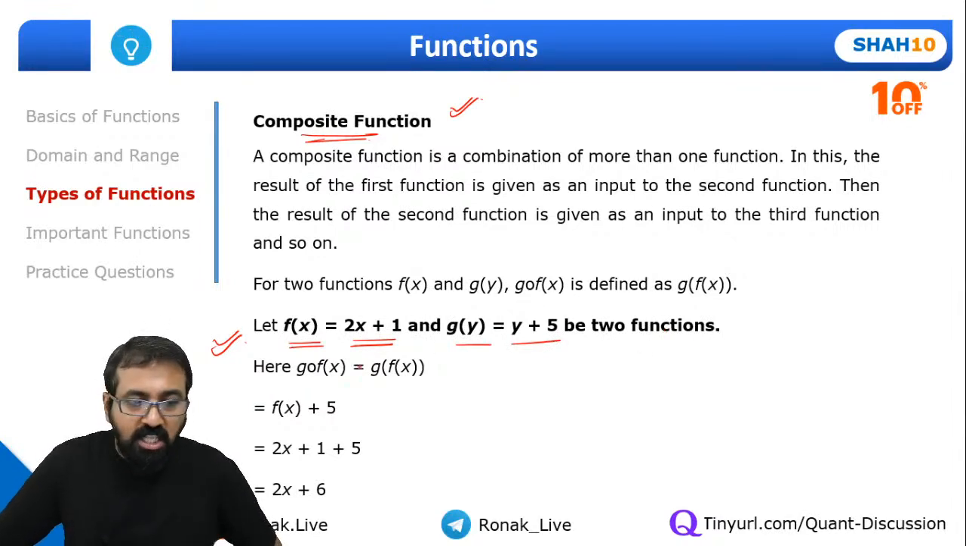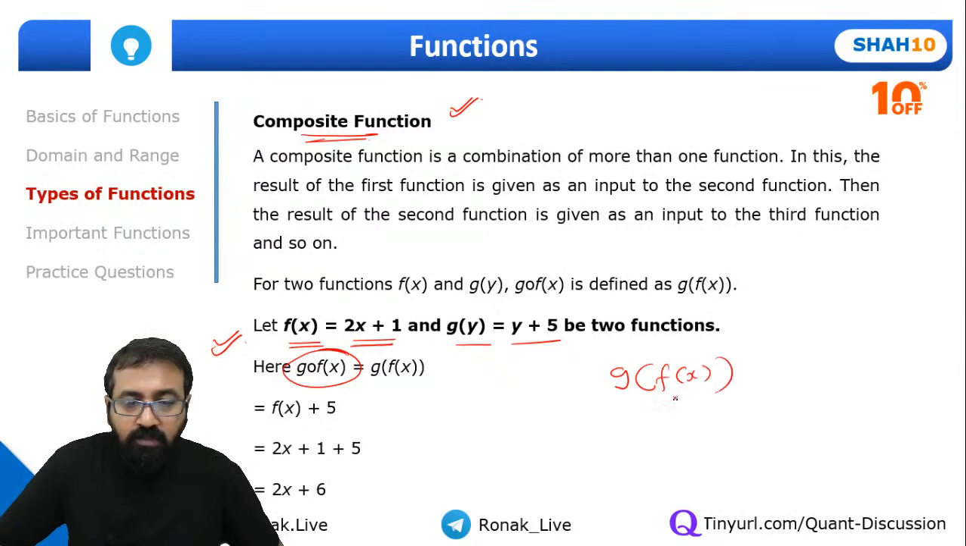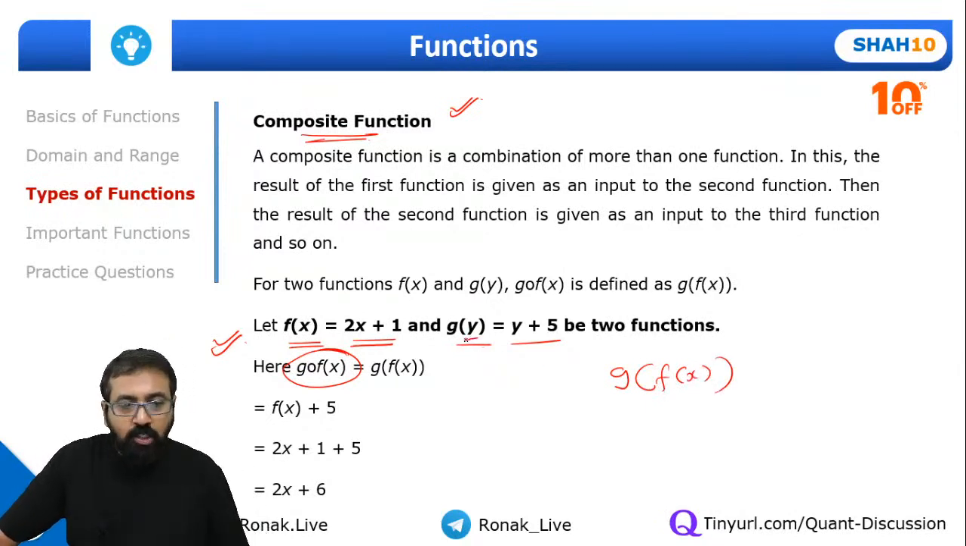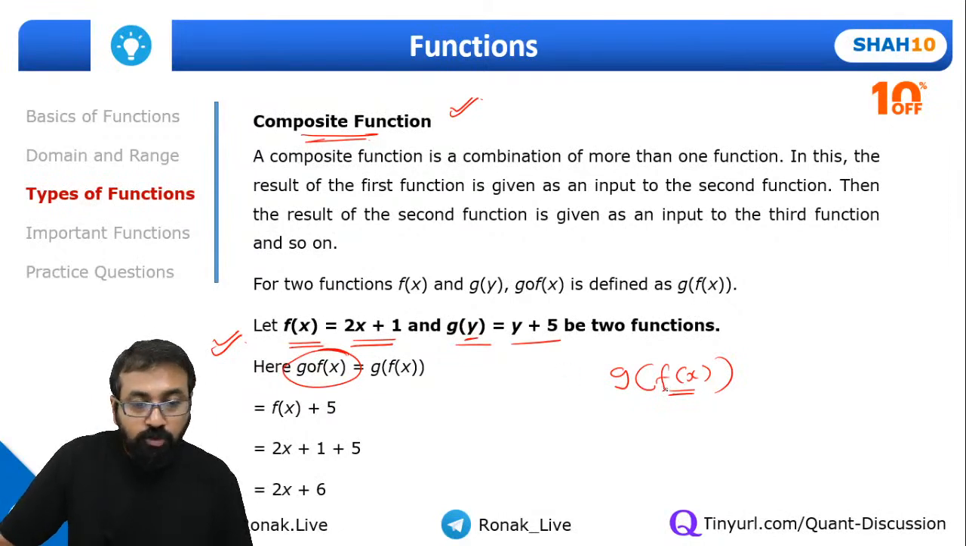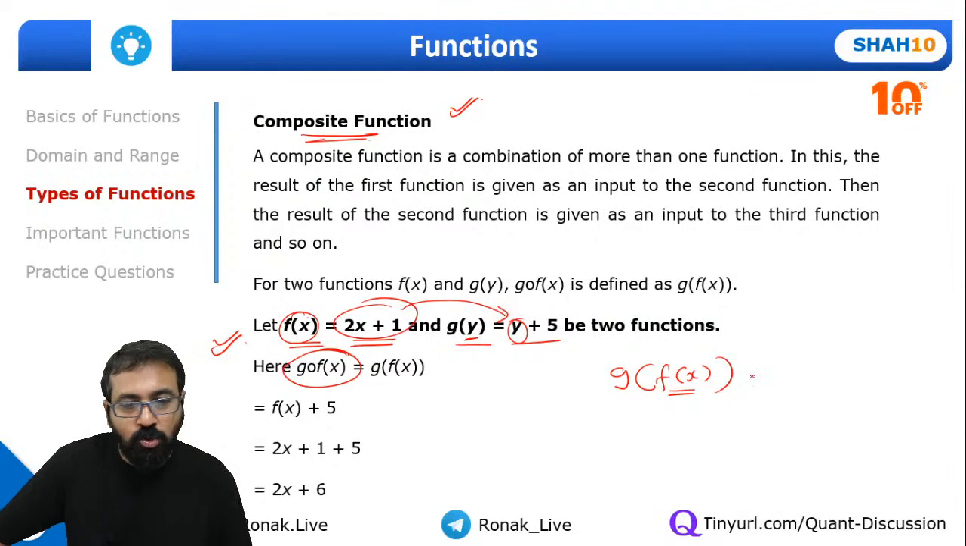These are two functions. Now if you want to find out g of f of x, that means in g of y you need to replace y with f of x. So what is f of x? It's 2x plus 1. So instead of y, just replace this with 2x plus 1. So you will get g of f of x is equal to 2x plus 1.